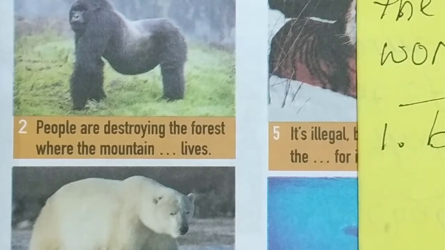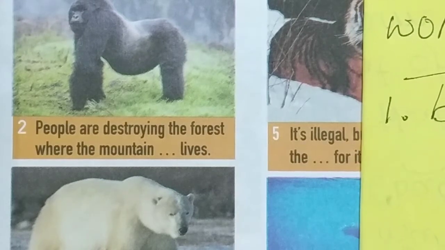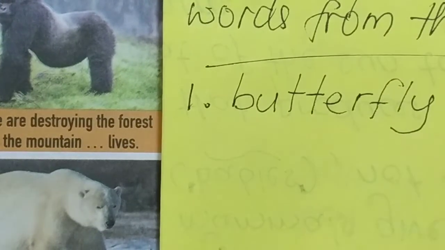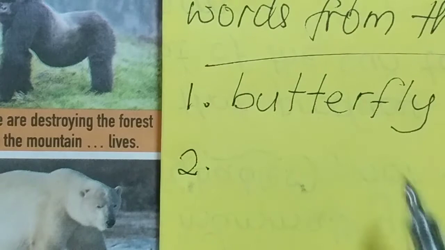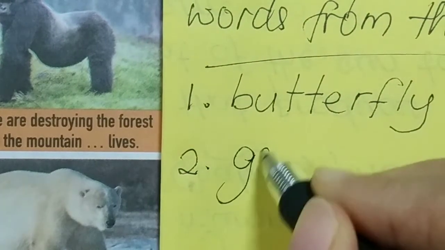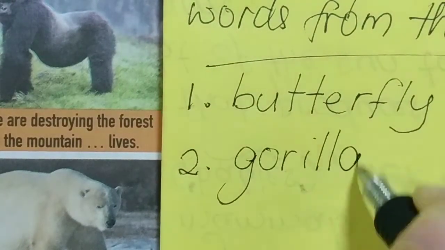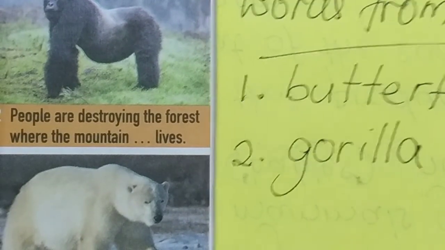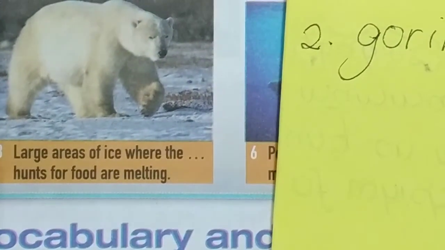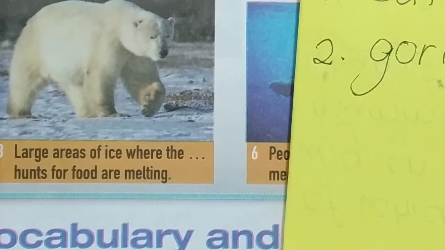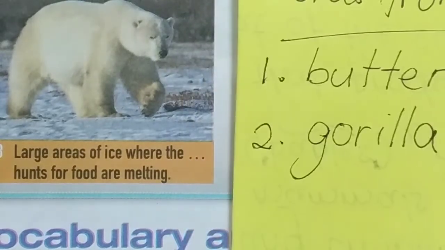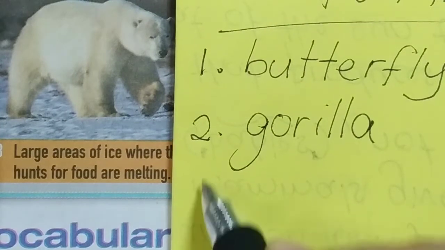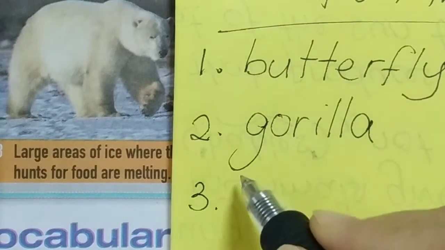2. People are destroying the forest where the mountain, this is gorilla, right? Where the mountain gorilla lives. 3. Large areas of ice where the hunts for food are melting. So as we know, this is a polar bear.